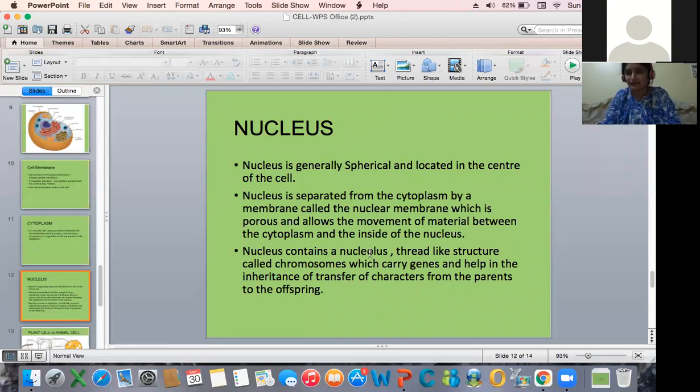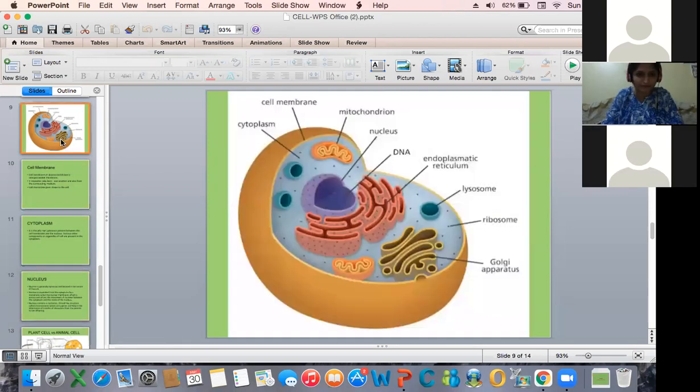Is this clear? Did you all understand what the nucleus is, or do you want me to repeat anything? See, here it is written as DNA. You can see the outer membrane here, which is called the nuclear membrane. This whole portion is called the nucleoplasm. At the center there is a spherical structure called the nucleolus. And there are chromosomes and genes present in the nucleus which carry and transfer the characteristics from the parents to the offspring.